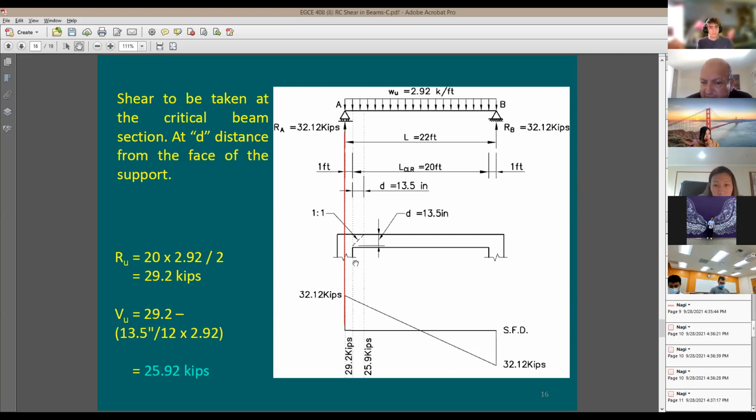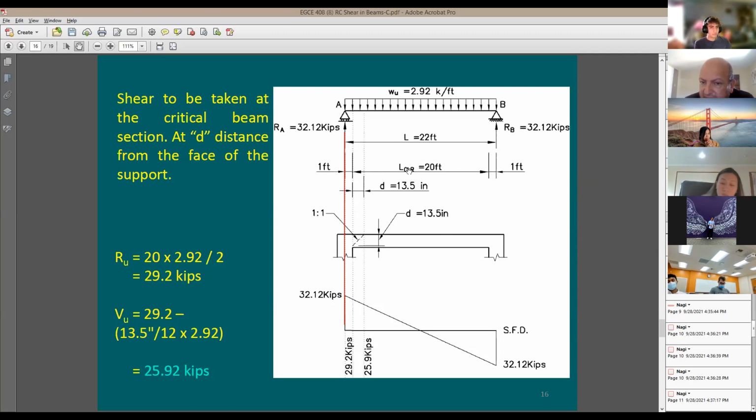And this is going to be the face of support. My d distance is 13.5 inch. How do I know it? I know it because I have the section properties, right? I have the depth 13.5. I'm going to go d distance away from face of support.